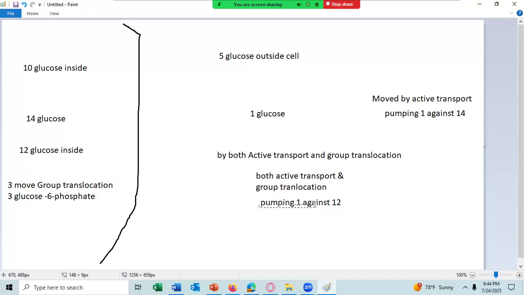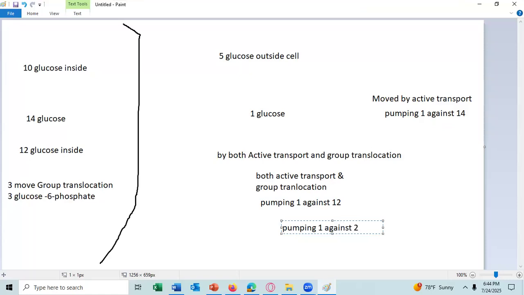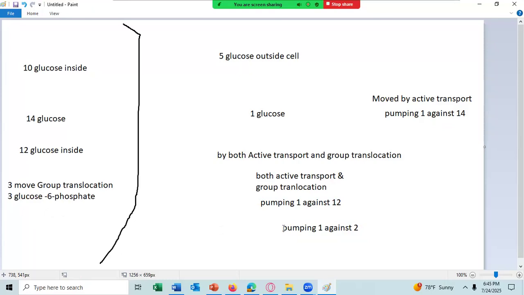So actually the one moving by group translocation isn't 1 to 12. It's actually pumping 1 against 2. Because earlier we only had 2 glucose 6-phosphate in the cell, and that's a much lower gradient than 1 against 14. Everybody hopefully sees that. And so that would be much easier to pump it into the cell.